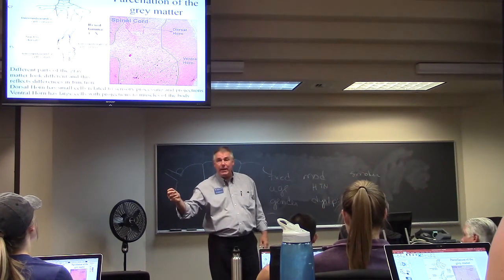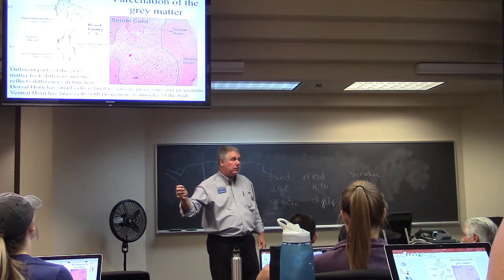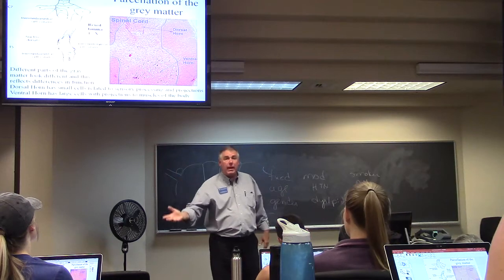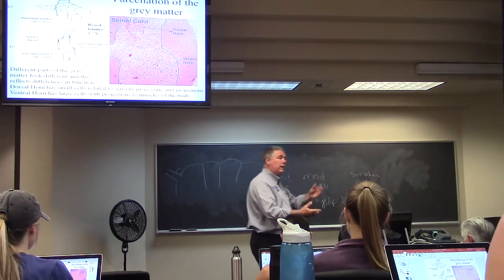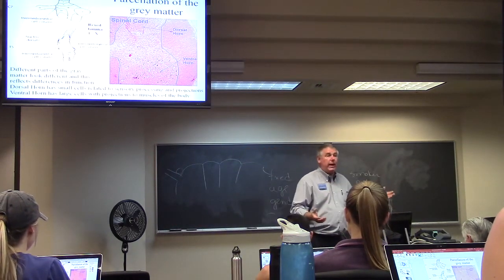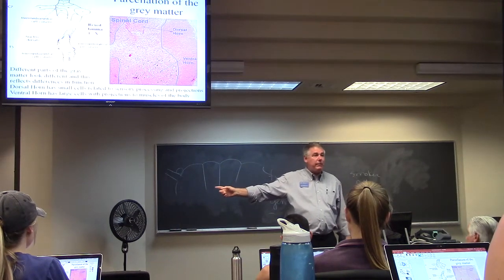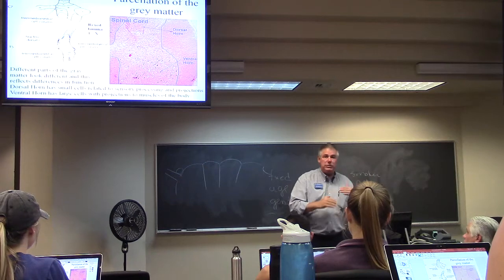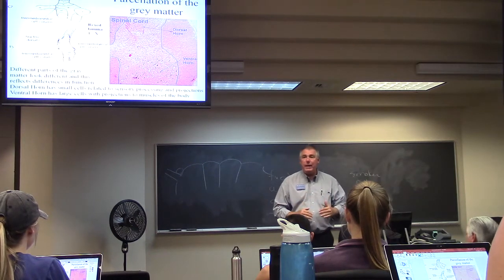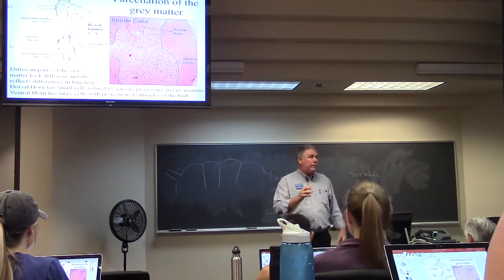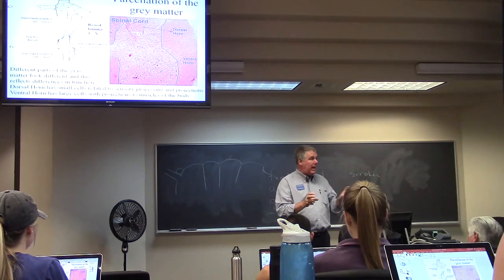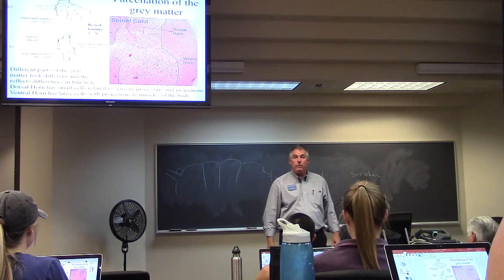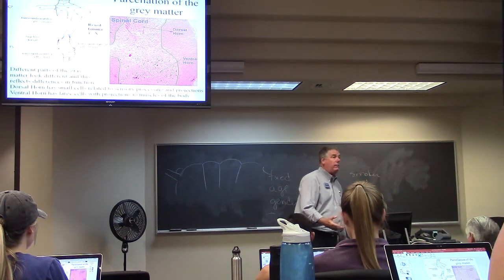Area 17 was purely vision. But he didn't know that. He just said they looked the same. He had no idea what they did. Rexed did the same thing in the 50s. He had no idea what these different lamina did. He just knew that the architecture looked the same. Turns out they do have the same function that we just went over. So that's the relevance of this.